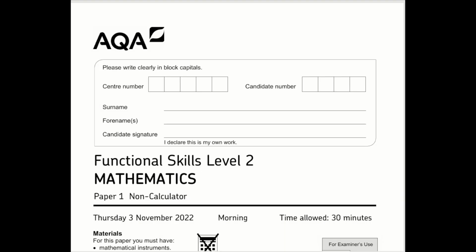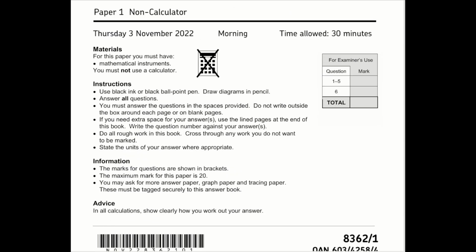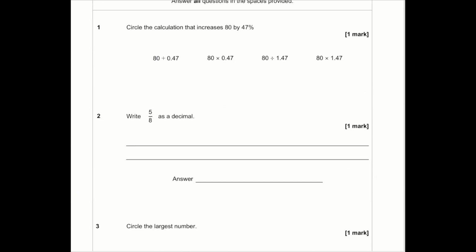Here are the video solutions for AQA Functional Skills Maths Level 2. This is paper 1 from November 2022 and this is the non-calculator section. So let's have a look at question number 1.